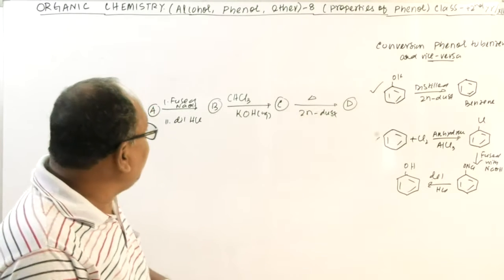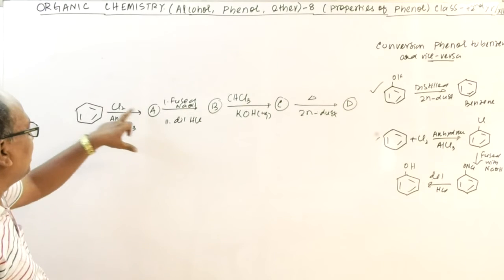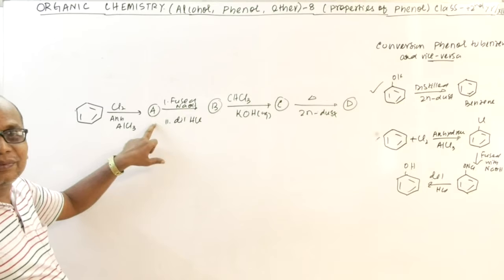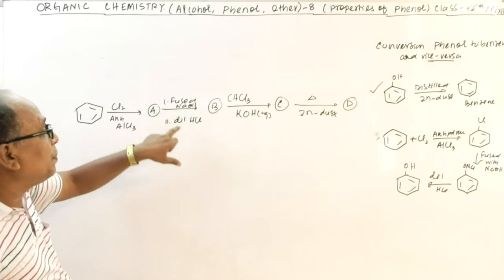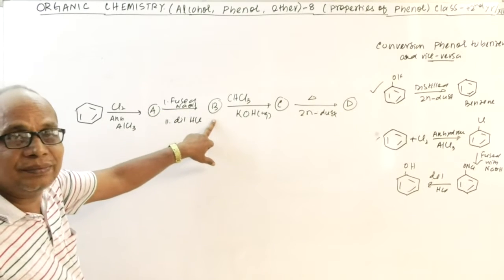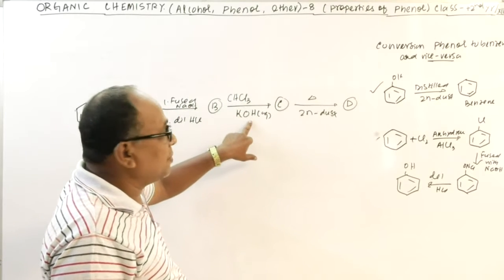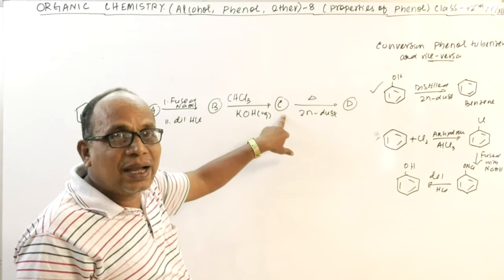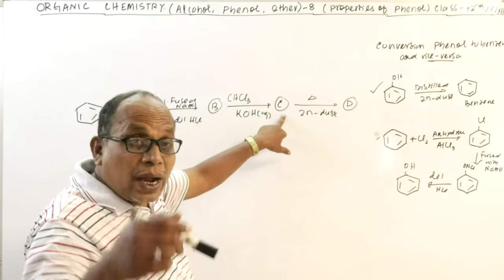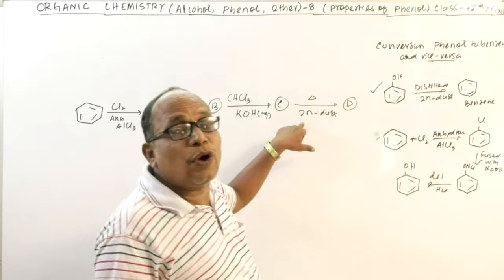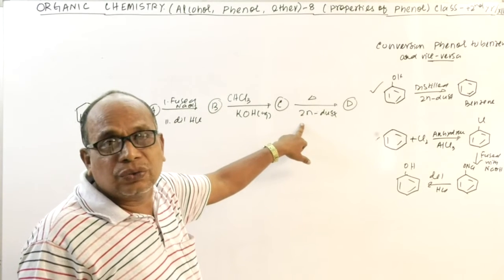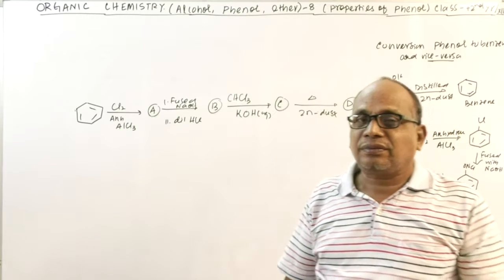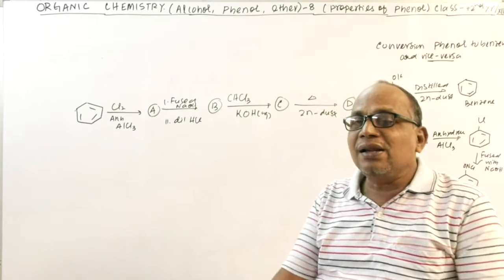So, what is A? It is benzene. Benzene and chlorination gives chlorobenzene. Chlorobenzene when fused with NaOH and treated with HCl gives phenol. Phenol when treated with chloroform and potassium hydroxide, that is the Reimer-Tiemann reaction, gives salicylaldehyde, ortho-hydroxybenzaldehyde. When ortho-hydroxybenzaldehyde is heated with zinc dust, the OH group vanishes, and it becomes benzaldehyde.